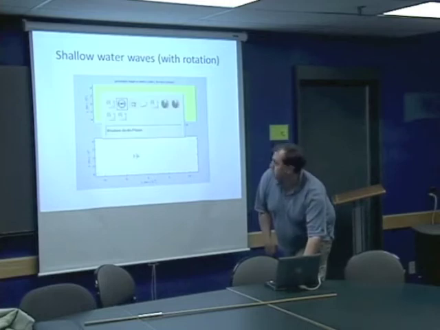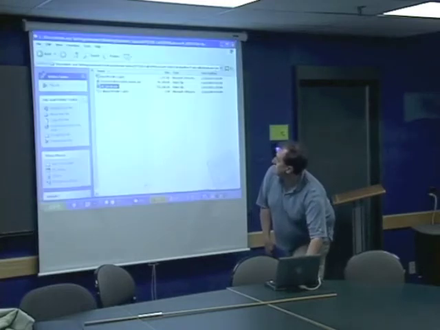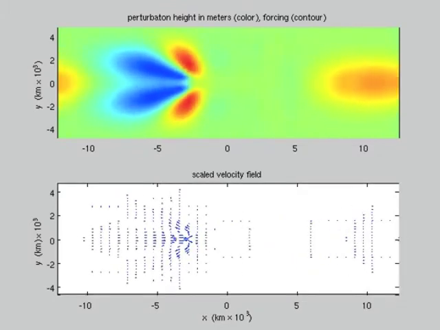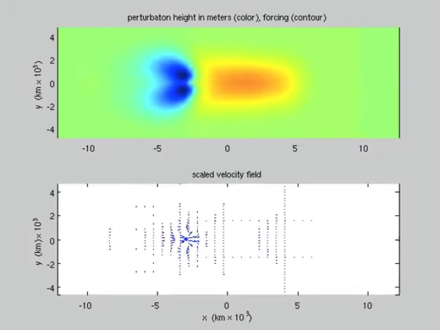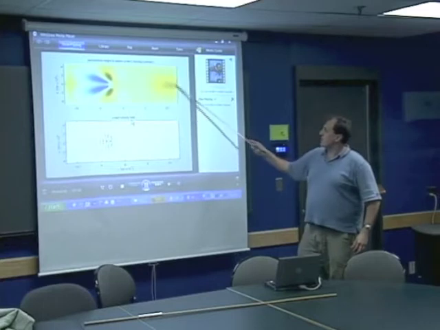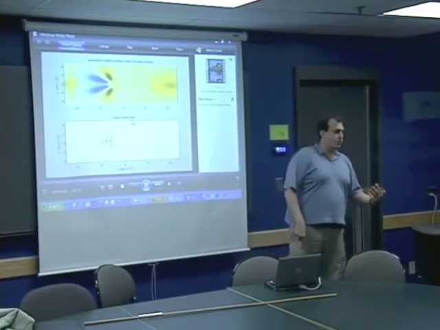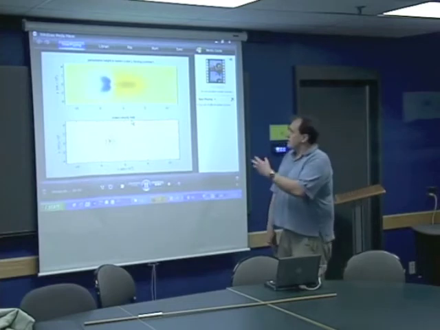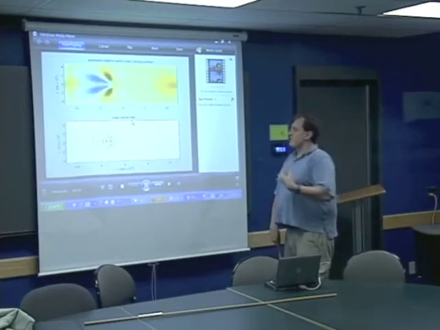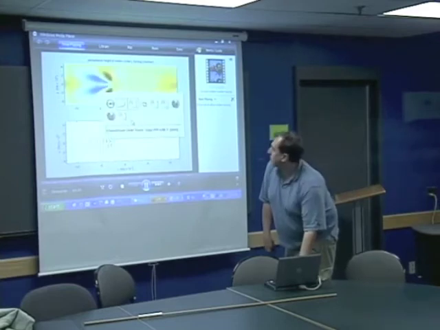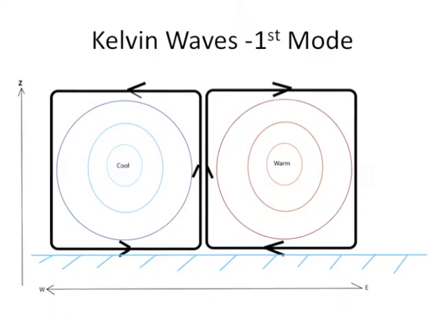Alright, so the next movie. This is a shallow water system being excited by a wind stress distribution. This is a Kelvin wave coming off this way, and coming this way are what are called equatorial Rossby waves. So this is what these waves look like in water. We obviously want to look at them in the atmosphere, where they're more complicated.